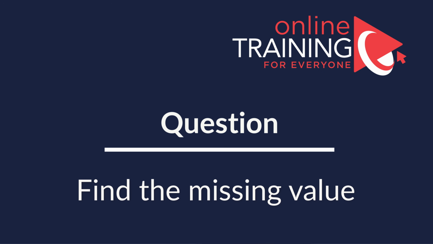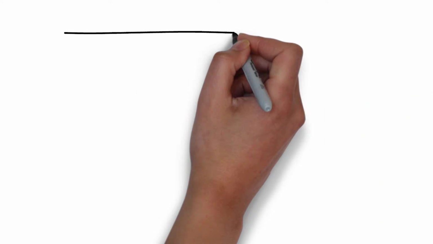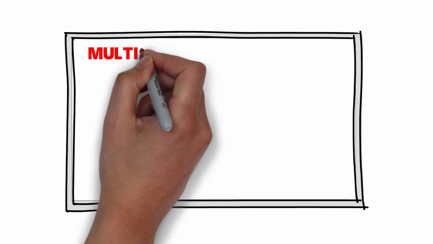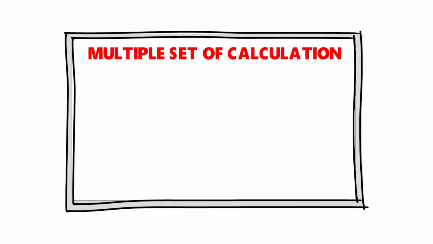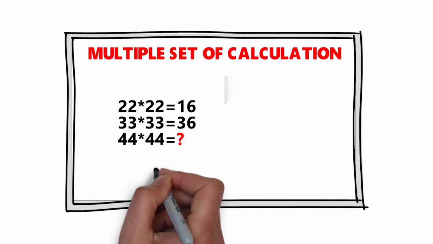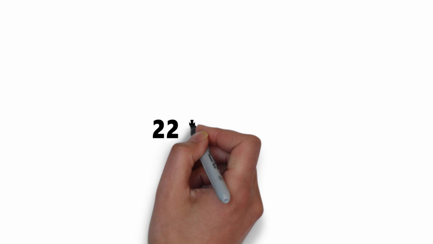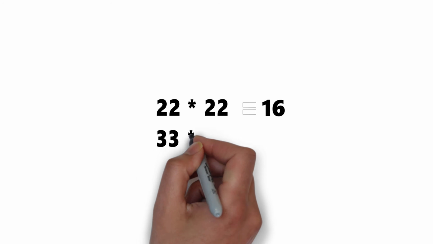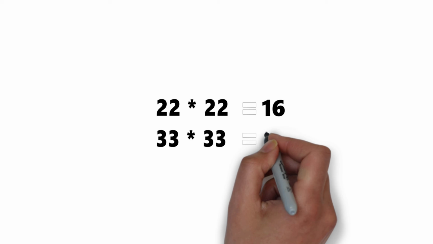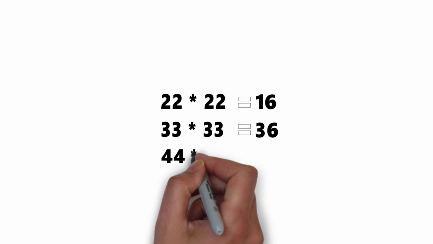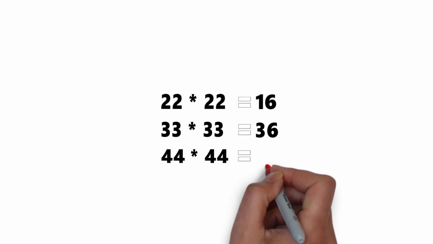You're going to love this problem because it is so confusing. You're presented with multiple sets of calculations. In our case, we have two full calculations, and one calculation is missing the final value. The first calculation is 22 multiplied by 22 equals 16. The second calculation is 33 multiplied by 33 equals 36. And then the last calculation is 44 multiplied by 44 equals question mark.